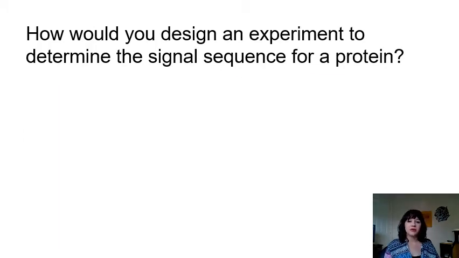So, how could you design an experiment to determine the signal sequence for a protein? Let's say you have a protein that you're interested in, and you know that it ends up in a certain organelle, and you know the amino acid sequence, but you don't know what part of that sequence contains that signal peptide or that signal sequence. Think about how you could design an experiment to determine what part of that protein contains the signal sequence. So I encourage you, this is something that I would normally pause in class and have you work with a partner. Pause the video now and brainstorm some ideas that you can think of, right?